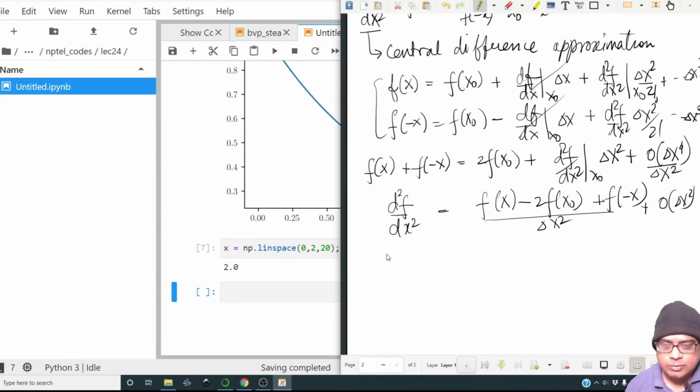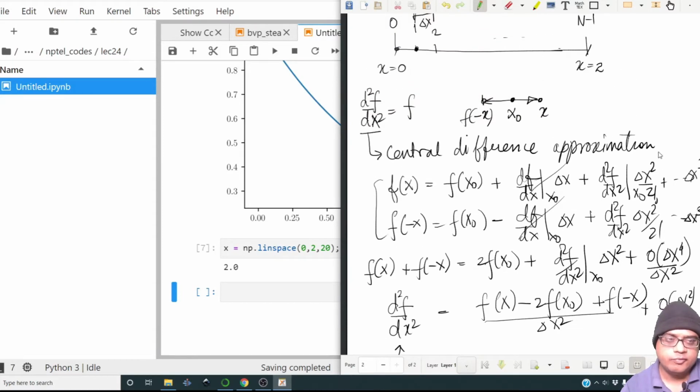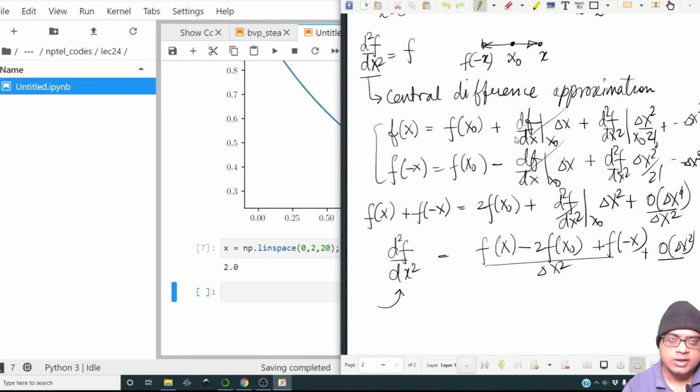Such an approximation is said to be second order accurate because as delta x becomes small by, say, a factor of half, the error is expected to reduce by a factor of 1/4, which is in stark contrast to the forward difference approximation for a single derivative. Well, I've rubbed that now.